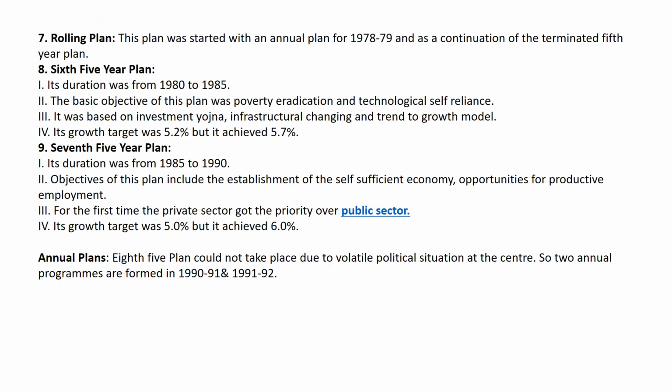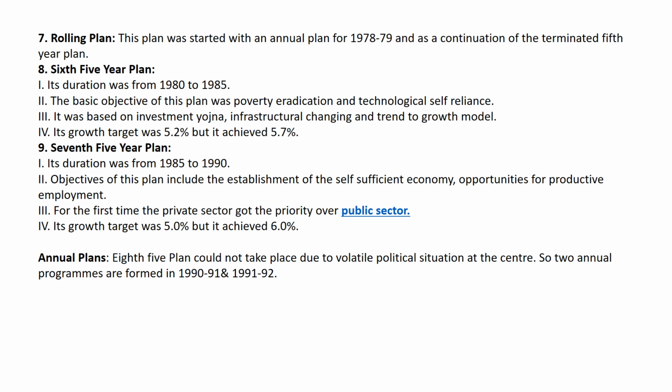Next plan was rolling plan. This plan was started with an annual plan for 1978 and 79 and as a continuation of the terminated fifth year plan. The sixth 5-year plan, its duration was from 1980 to 1985. The basic objective of this plan was poverty eradication and technological self-reliance. It was based on investment yojana, infrastructural changing, and trend to growth model. Its growth target was 5.2%, but it achieved 5.7%.